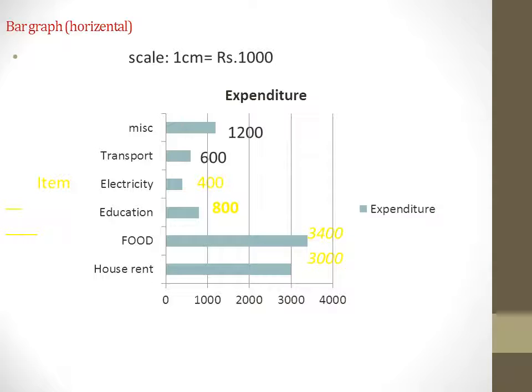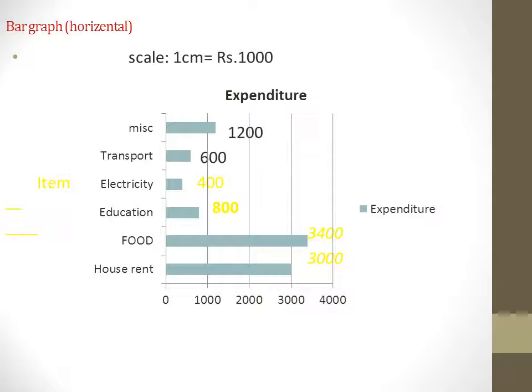Scale: 1 centimeter is equal to 1000 rupees here. So I am taking 1000 rupees. So Lakshman's house rent is 3000 rupees. Observe here, I am taking horizontally. So 1000, 2000, exactly 2000, 3000, house rent is closed.